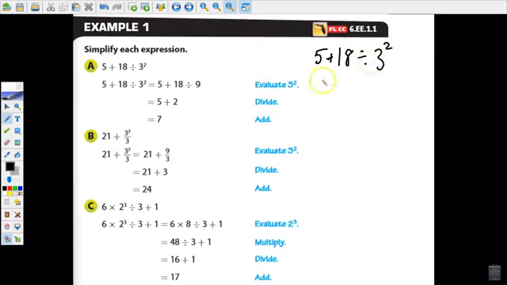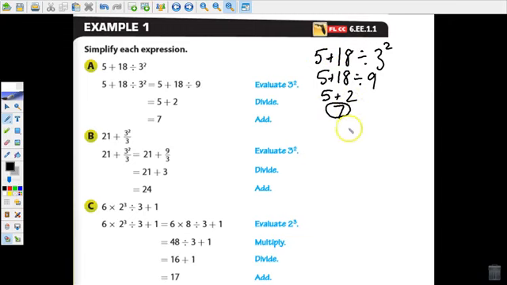Is there any parentheses? No. Exponents? Yes. I have an exponent right here. So I rewrite the rest right under it in the next line, and then I solve what I need to solve. 3 squared is 9. Okay? Any multiplication or division? Yes. 18 divided by 9 is 2. And then 5 plus 2 is 7. You can circle your answer if you want, but going straight up and down will save you the most space. It looks the neatest, and it gives your teacher a very clear sight of your work.